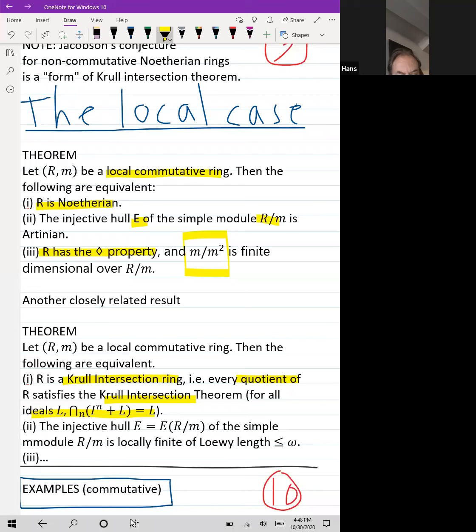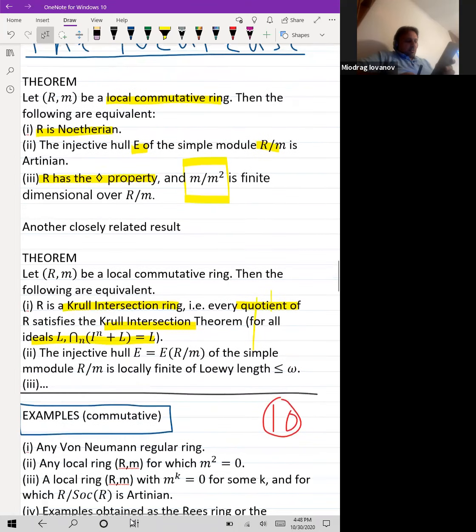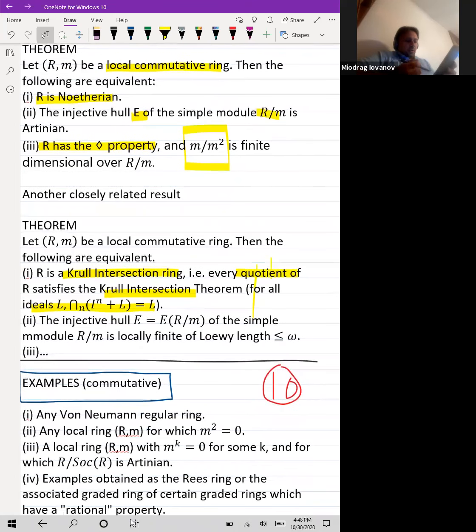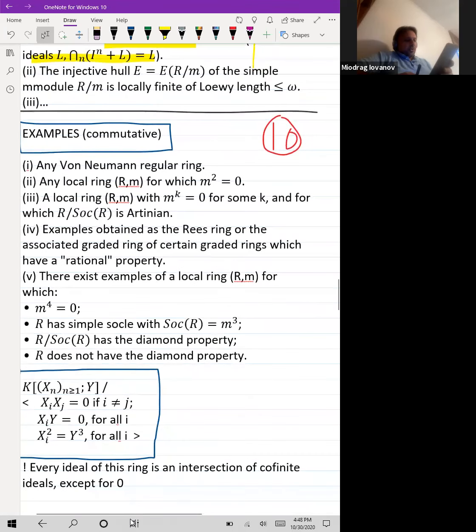And so it's equivalent to actually asking that the injective hull of the simple module is locally finite of Loewy length less than or equal to omega. So that's another nice connection to the Loewy length, to the properties of the injective hull. So anyway, these things here allow us to get various types of examples.